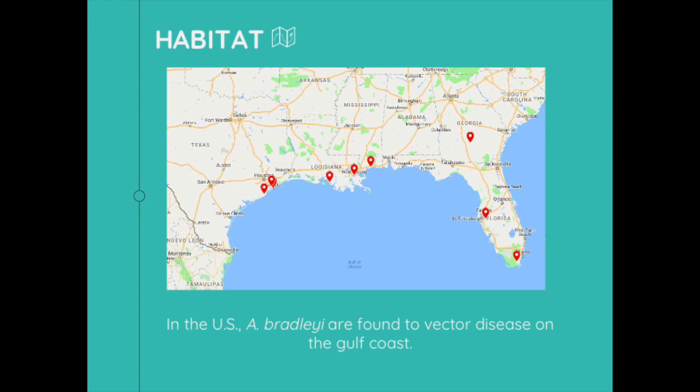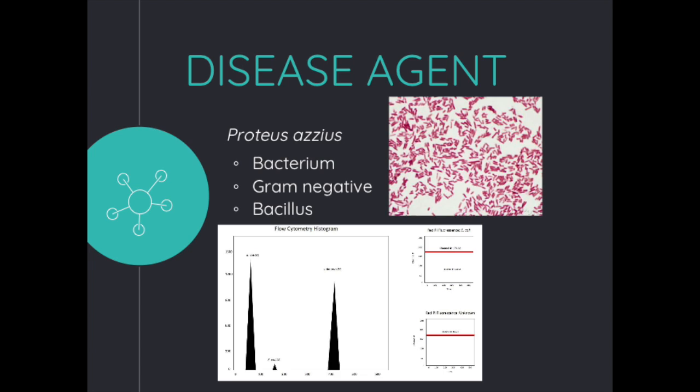So this map shows the habitat of Anopheles braidlii. Anopheles braidlii is commonly found along the Gulf Coast and the East Coast of the United States. This is shown here on our map, and it is in line with the locations of each of our azzius disease patients. Our disease agent is a previously undiscovered bacteria known as Proteus azzius.